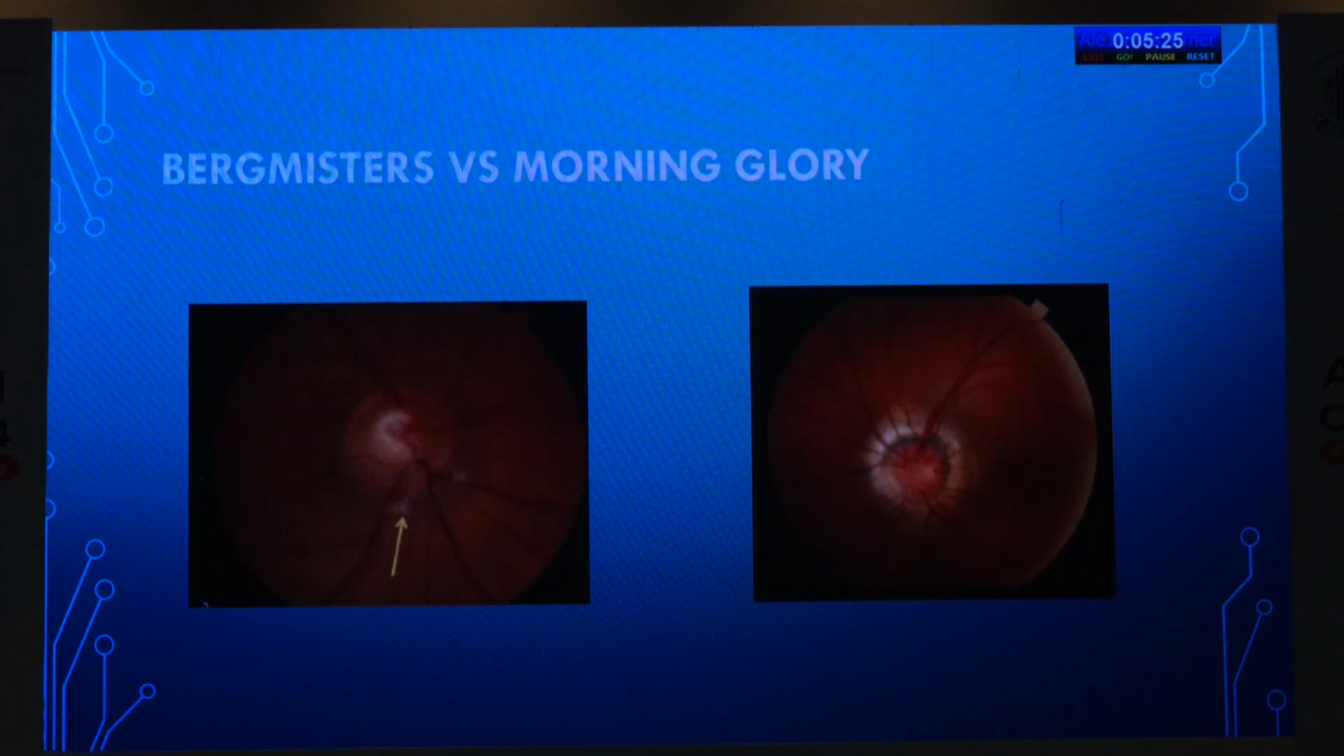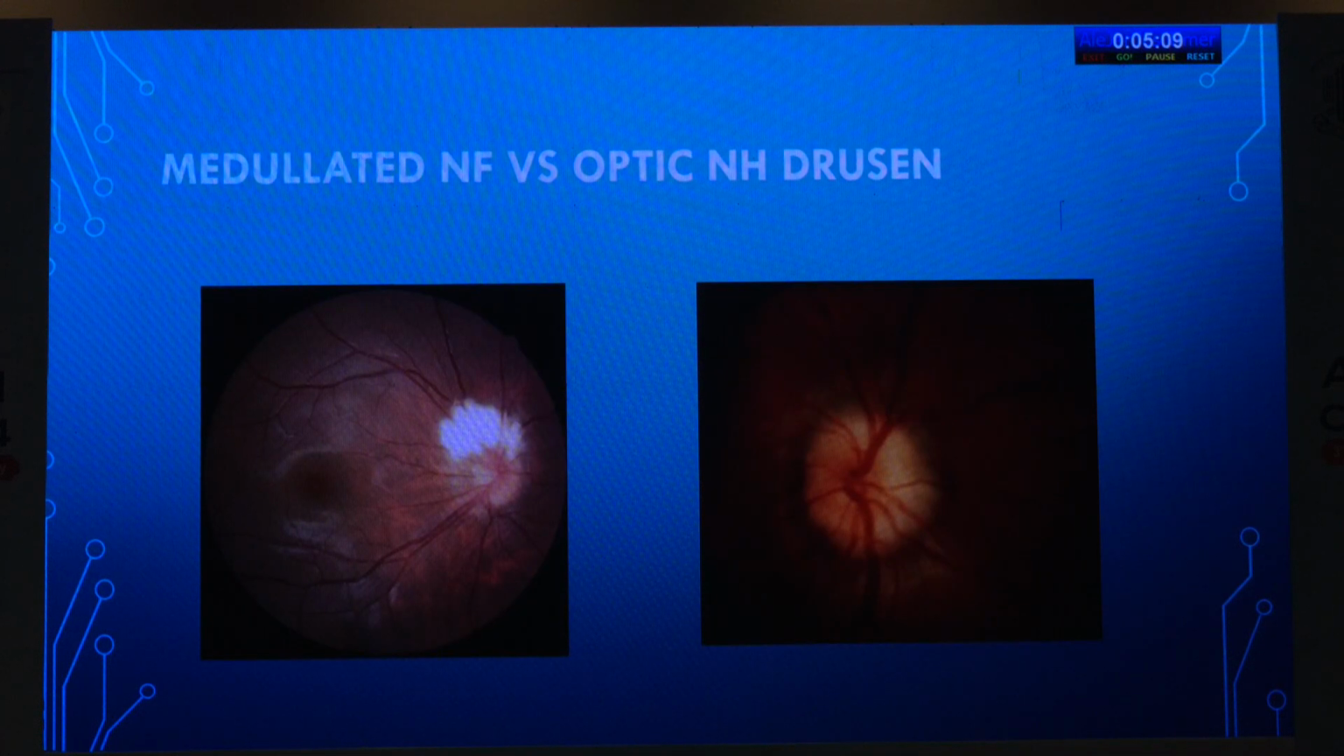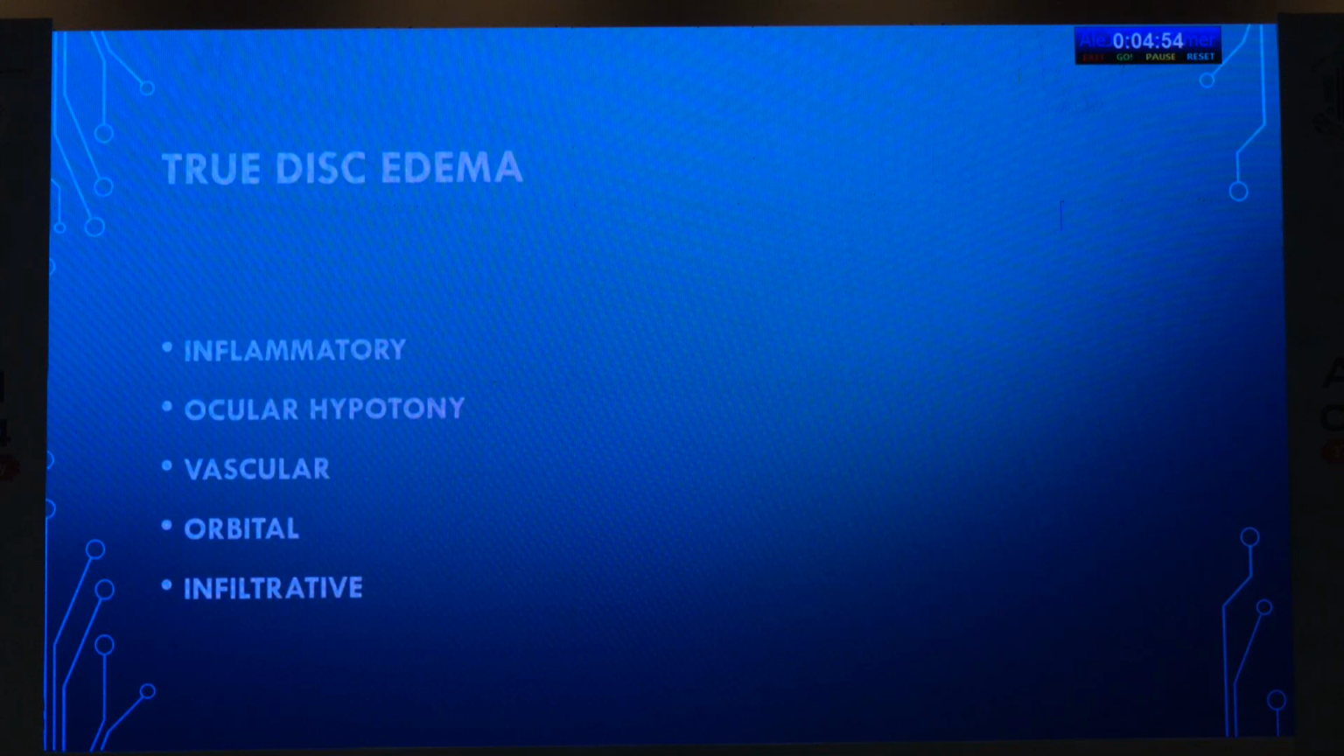Bergmeister's papilla and morning glory are congenital. Bergmeister's papilla is usually asymptomatic with good vision and is diagnosed accidentally, while morning glory is mostly associated with squint, low vision and nystagmus. Myelinated nerve fibers any ophthalmologist can rule out, but optic nerve head drusen many times creates confusion when patients are referred from neurology or obstetrics to comment on the disc edema.